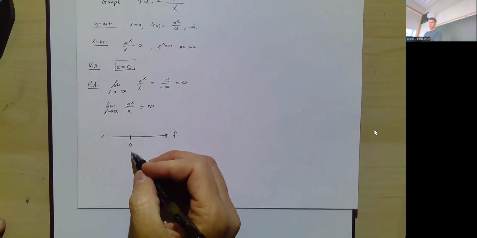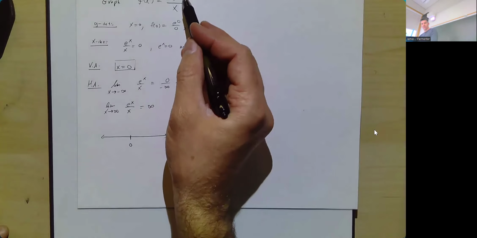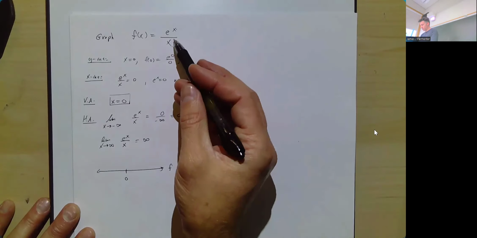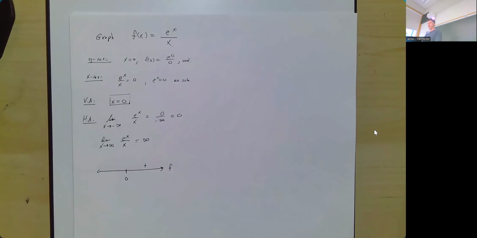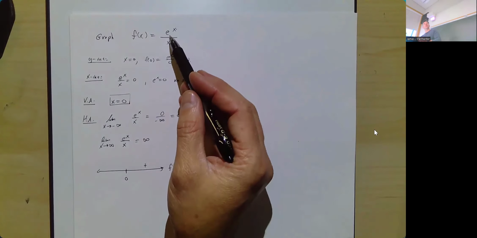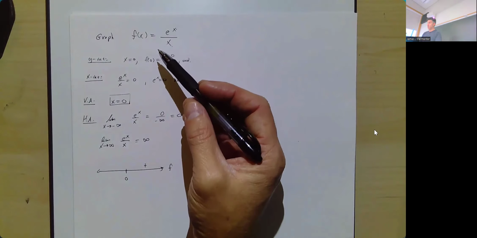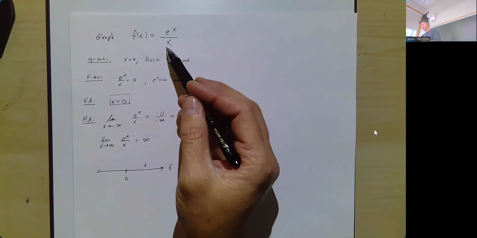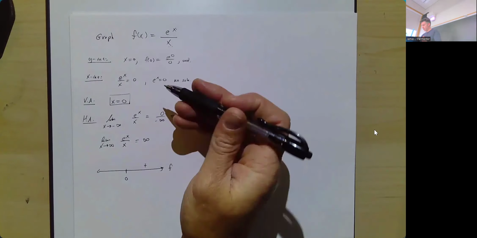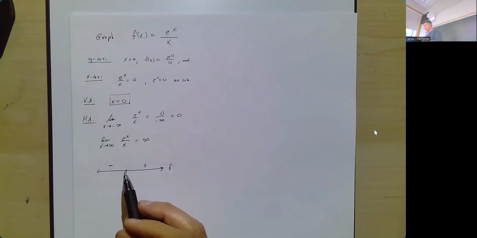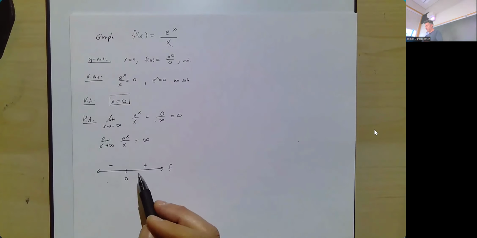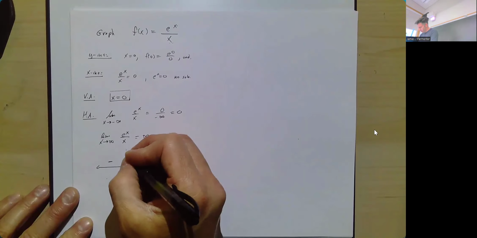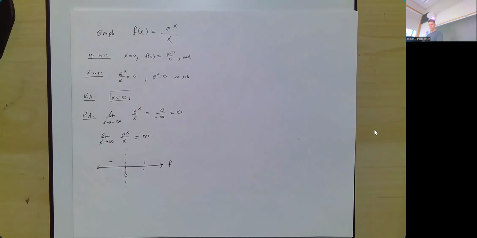If you pick a number larger than 0, like 1, e to the 1 is positive, 1 is positive, it's positive on the right side of 0. Pick a number like -1, e to the -1, still positive, e to the anything is positive. Think about the graph of e to the x in your head. The denominator is negative though, so positive divided by negative is going to be negative. Great, so we know the graph is below the x-axis over here, above the x-axis over here, and we've got a vertical asymptote right there. Cool. Now let's talk about the first derivative stuff.